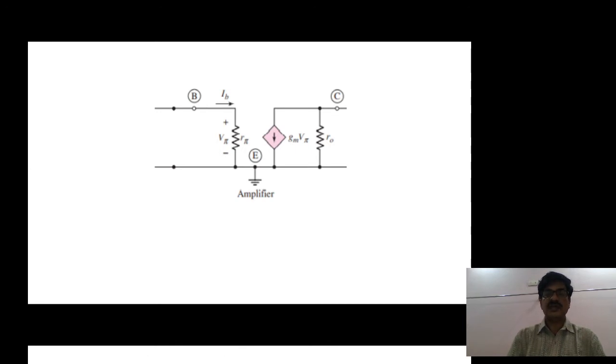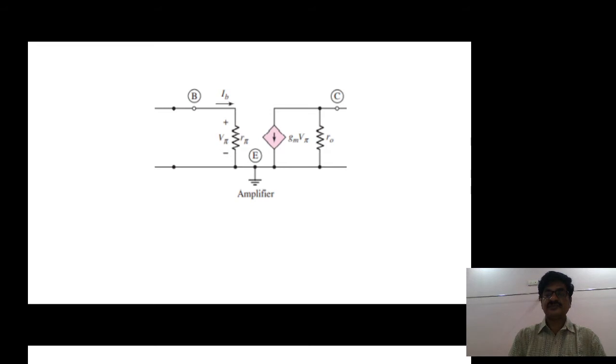In the equivalent model, the base emitter junction is represented by the resistor r pi, and the output junction is represented with the current source. In terms of gm, its value is gm v pi. Including the early effect indicates a resistor ro is connected in parallel with this current source, right?